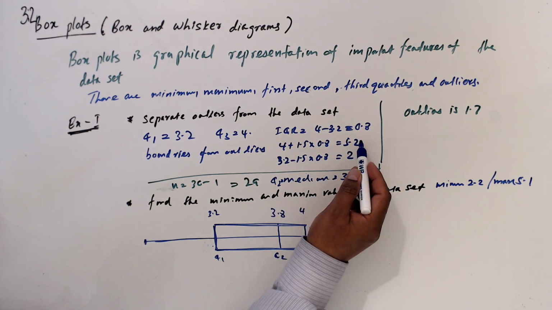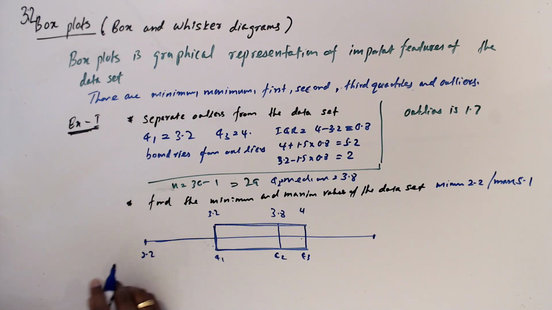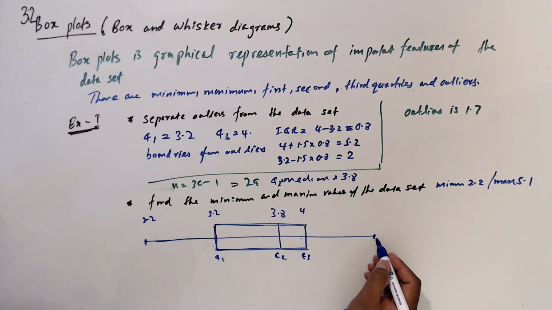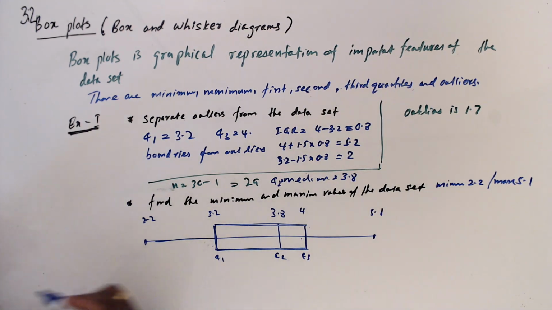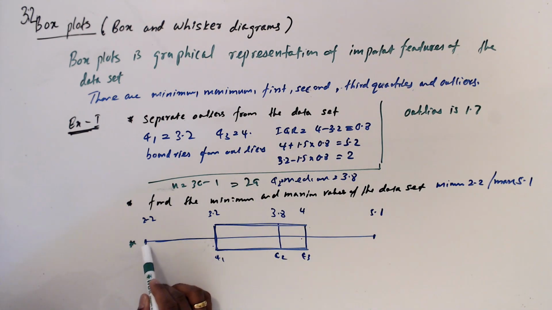So what is the minimum value? Here, 2.2. We don't normally write it, we draw in the graph, but for your understanding I am writing. So this value is 2.2 and this value is 5.1. After that, we have to mark the outlier. The outlier is 1.7, somewhere here. So we did the box plot. It is very simple. It is a box with one boundary Q1, then Q2, and the other boundary Q3. This is the minimum value, that is the maximum value, and those are outliers.